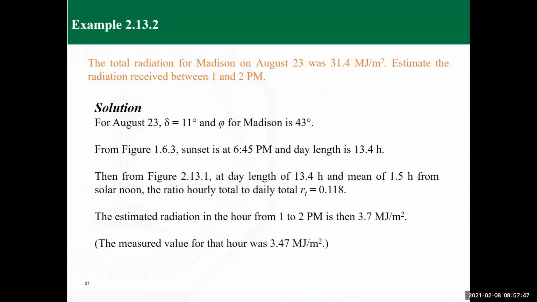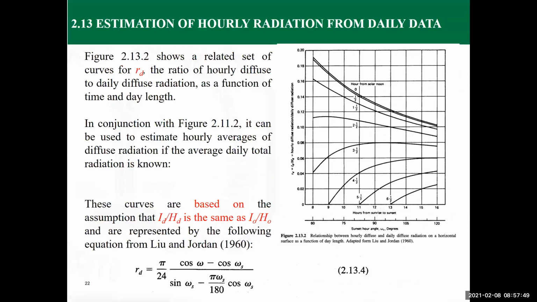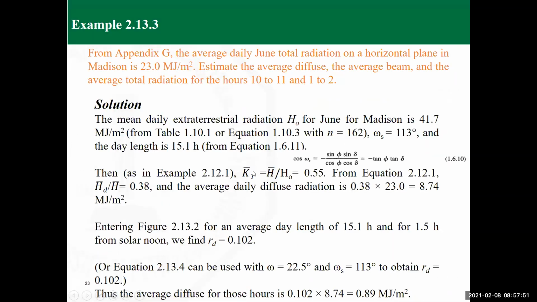Back again to our example. So the KT, which is H bar over H naught, is 0.55. The HD over H can be obtained as 0.38, and the average daily diffuse radiation is this ratio multiplied by the 23, which is capital H or H bar, then the value is 8.7.